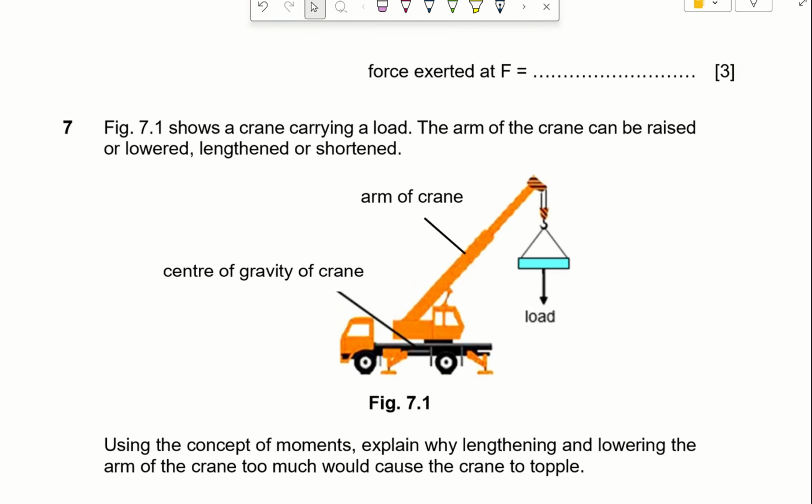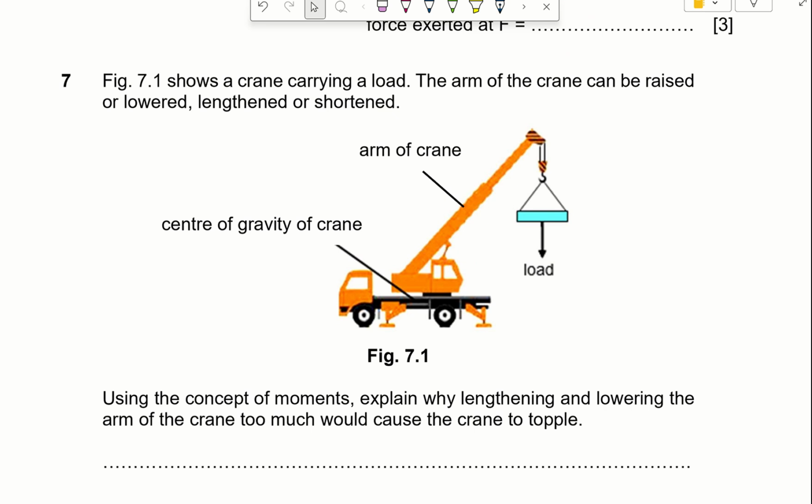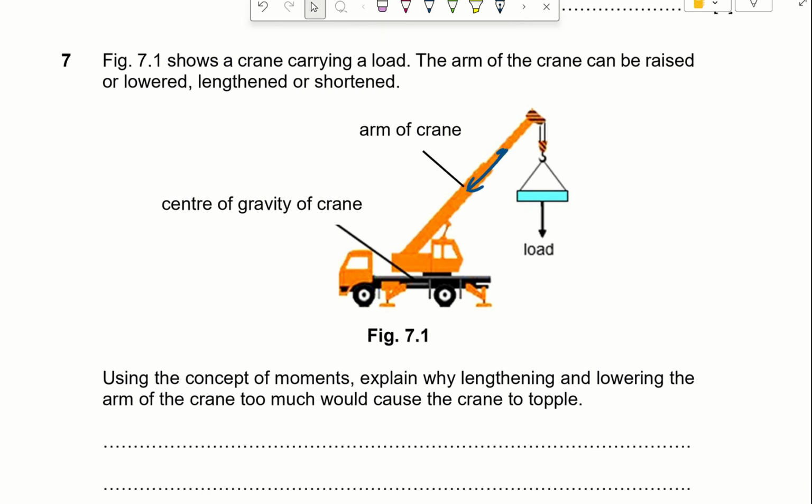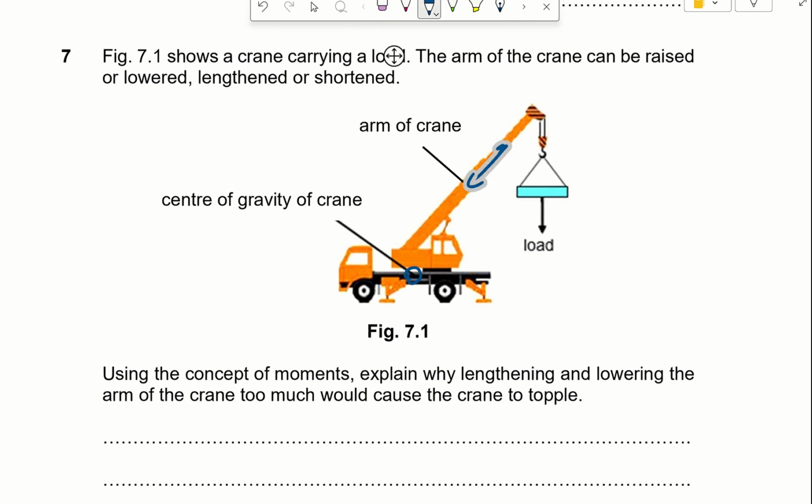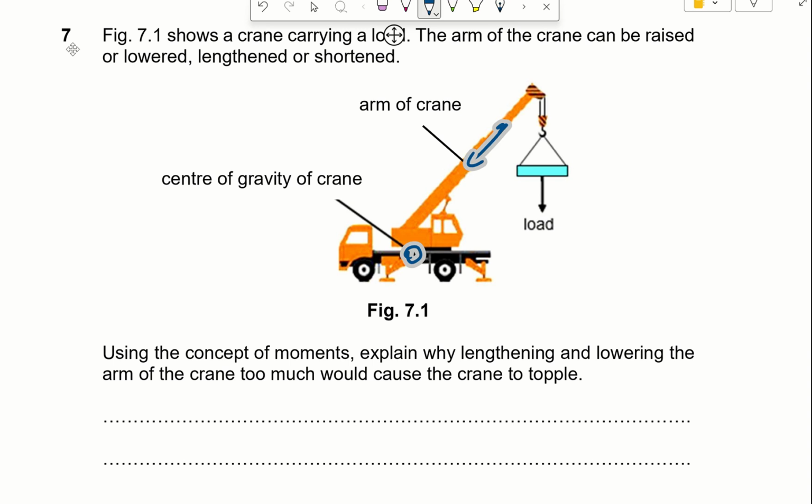Question 7, if I look at this, it will still be a moments question. Okay, but maybe they can add in energy, I don't know. So figure 7.1 shows a crane carrying a load. The arm of the crane can be raised or lowered, lengthened or shortened. Alright, so basically this can be lengthened or this can be shortened. So the center of gravity of the crane is over here. It's not the pivot, yeah, it's just where the weight seems to act. Then I have this load.